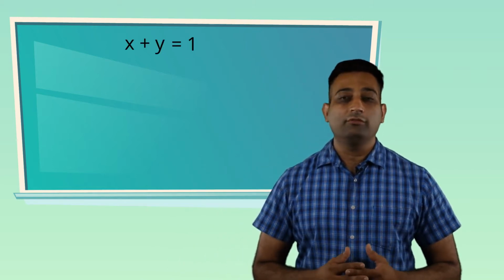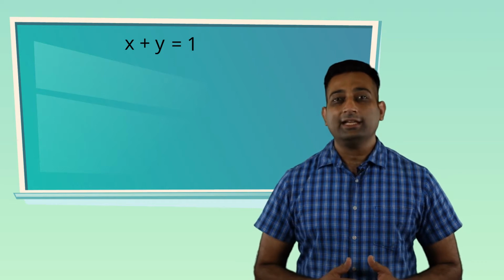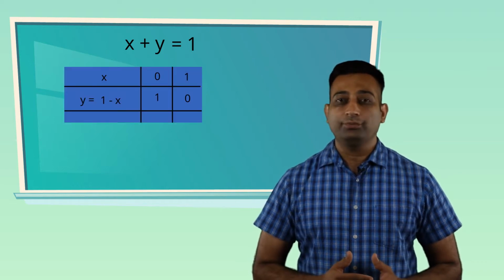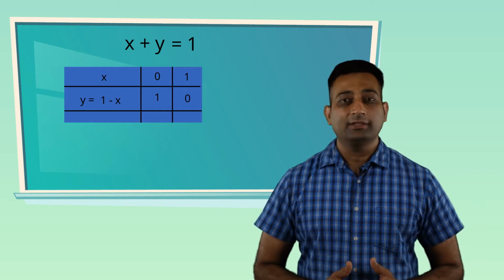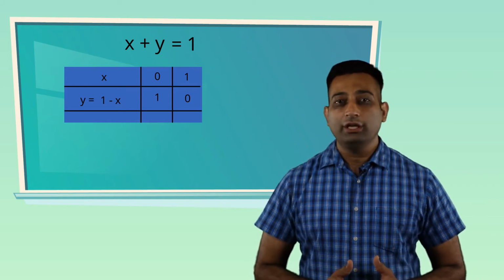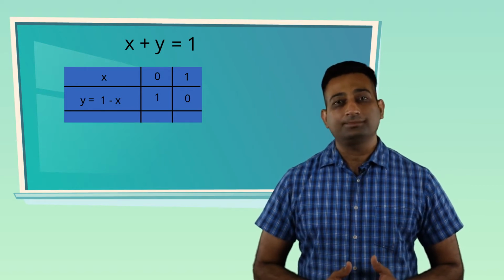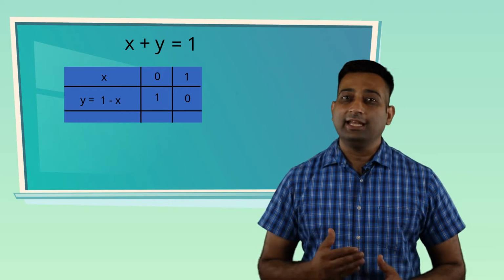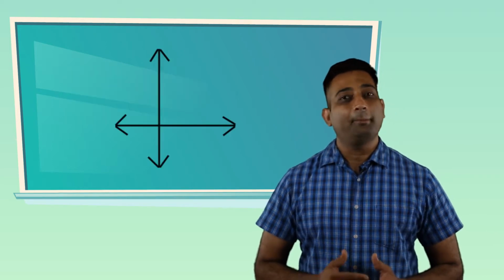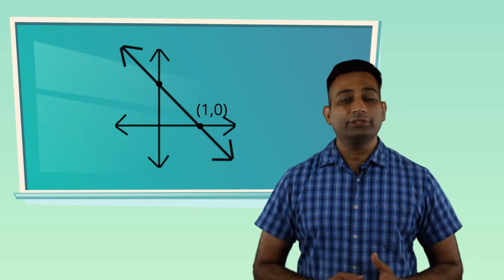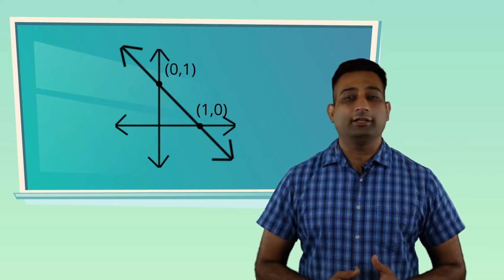Let us take an example, x plus y is equal to 1. You can see that when we put x equal to 0, we get y as 1, and when we put y equal to 0, we get x as 1. When we plot this on the Cartesian coordinate system, we can see that it represents a straight line passing through 2 points, (1, 0) and (0, 1). Now let us discuss how to solve a pair of linear equations in two variables graphically.